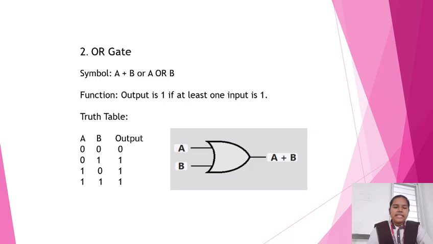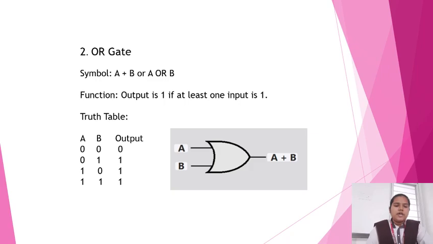If we take A equals 0 and B equals 1, the output becomes 1. A equals 1 and B equals 0, the output becomes 1. A equals 1 and B equals 1, the output becomes 1. Because the function of the OR gate is output is 1 if at least one input is 1.